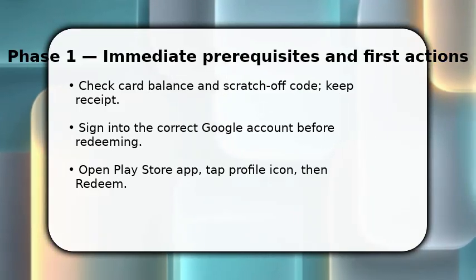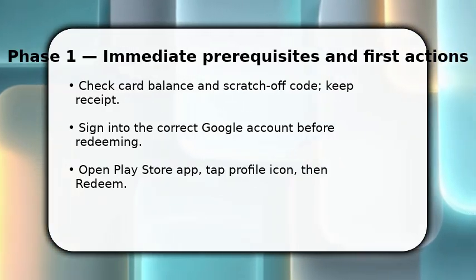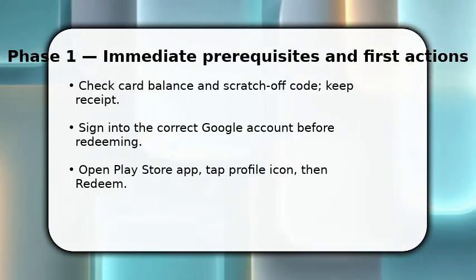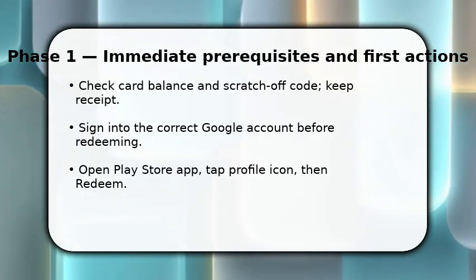You already have the card and a Google account. Start now by signing into the account you want to fund. Once signed in, open the Play Store app and tap your profile icon at top right. Make sure you're on the correct account because redemption ties funds to it.